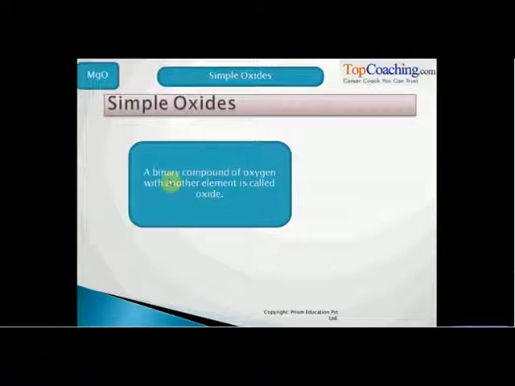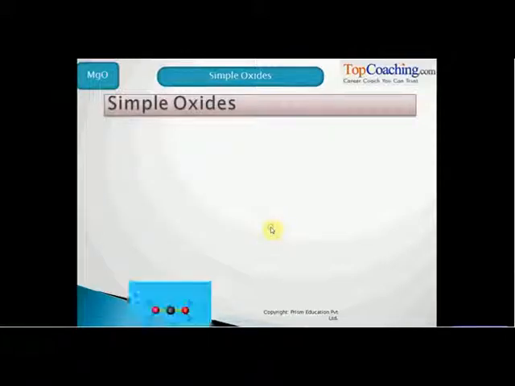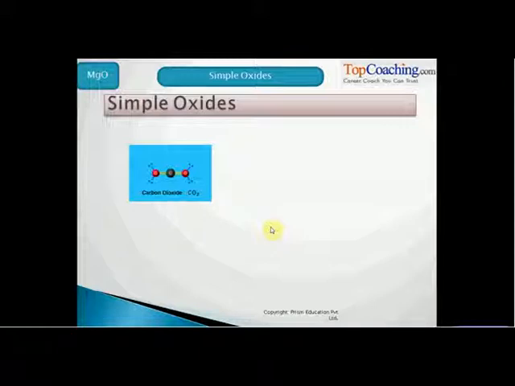So what do we mean by binary? From our mathematics we know binary means two, right? Any compound having two elements, one being oxygen, another being the element, is known as an oxide. Example, carbon dioxide, sulfur dioxide, carbon monoxide and so on. So carbon forms a compound with oxygen and we call it carbon dioxide. Now this carbon dioxide which we were just talking about is an example of a simple oxide, right?